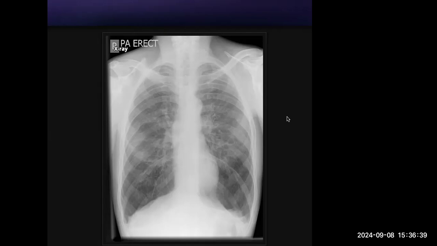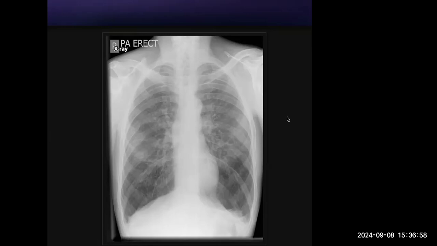The first thing I notice is there is abnormality in the posterior ribs on the right side. I'm just trying to count the ribs. You can ignore the ribs. The 6, 7, and 8. Those are old healed fractures of the ribs.